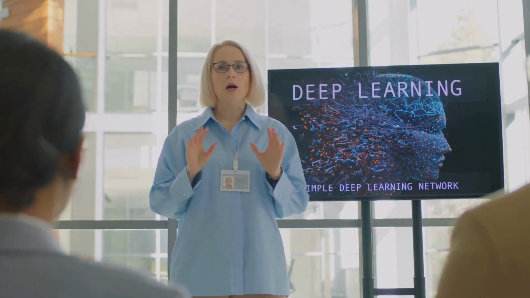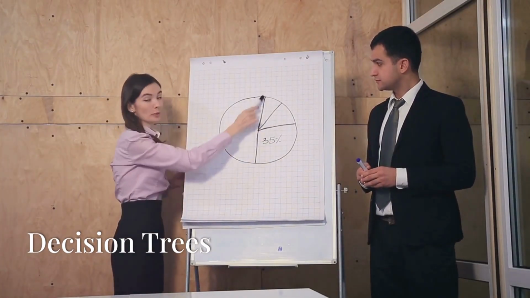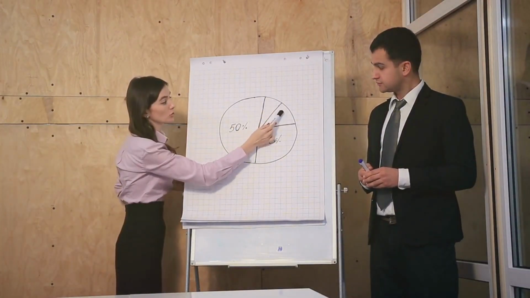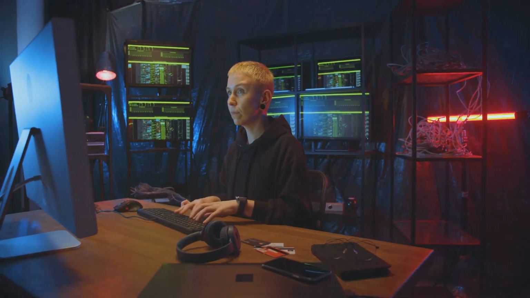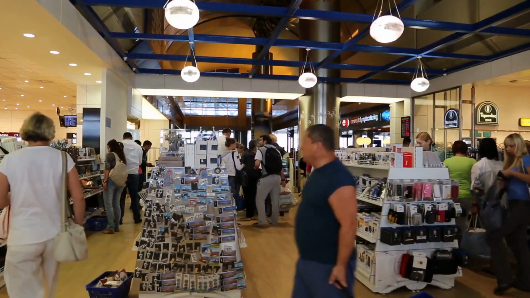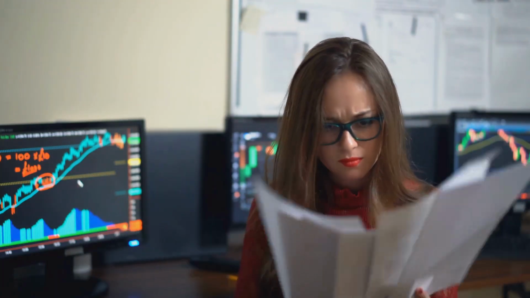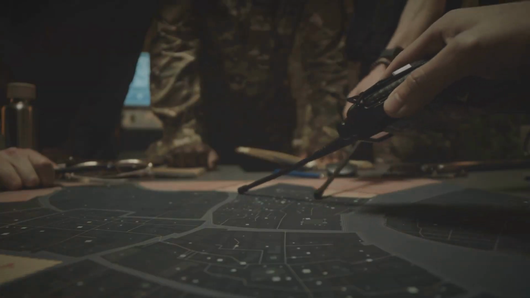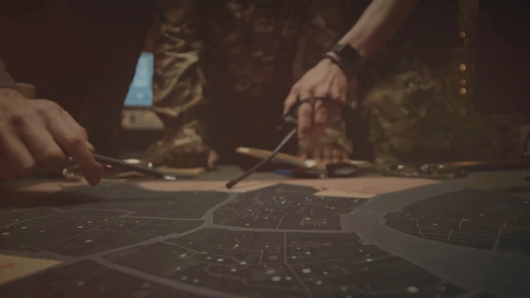Moving on, let's discuss decision trees. Decision trees are intuitive and easy to interpret. They work by splitting the data into subsets based on the value of input features. For instance, consider a decision tree that predicts whether someone will buy a particular product. The tree might first split based on age, then on income level, and so on. Each node represents a decision point, and the branches represent the outcomes of these decisions.